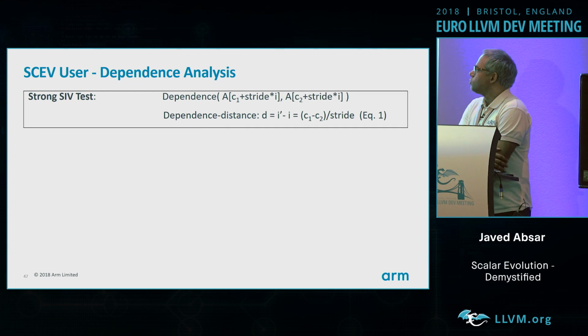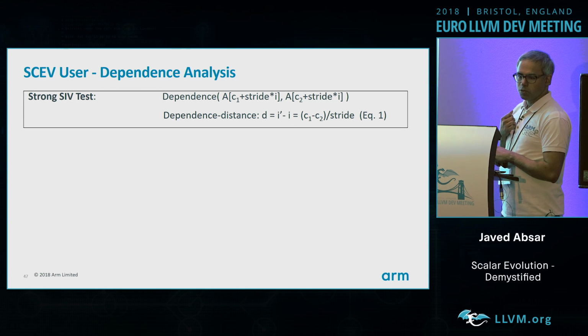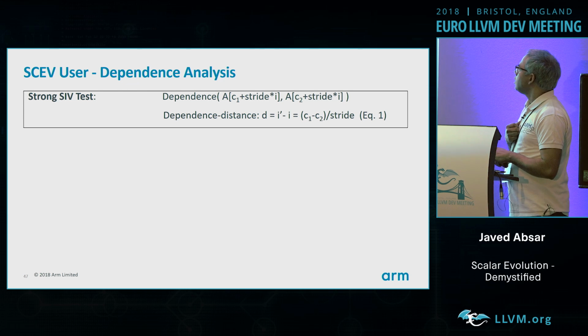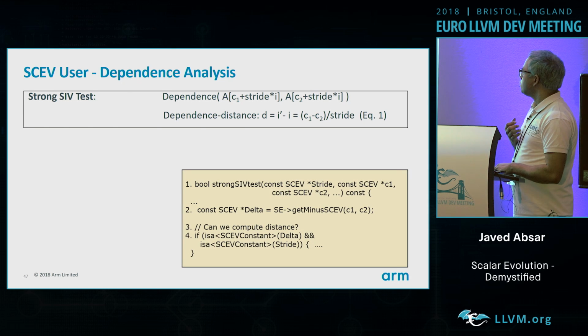Look at some other users. Now, if you have two memory references and you want to know the dependence between them, or dependence distance, sometimes if you want to interchange, for example, suppose the stride is constant and known, and C1, C2 are two constants, so actual integers, you can ask SCEV, is it a constant?